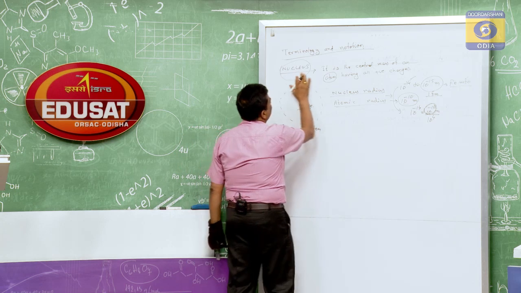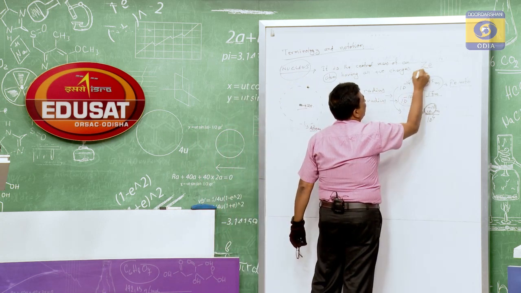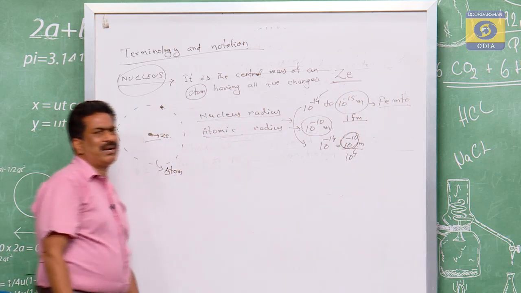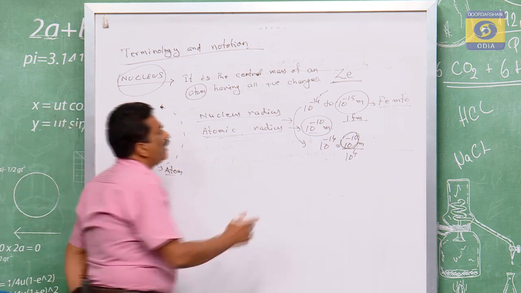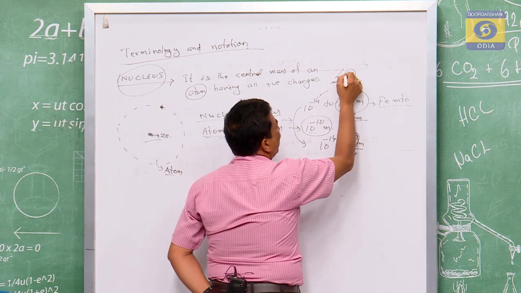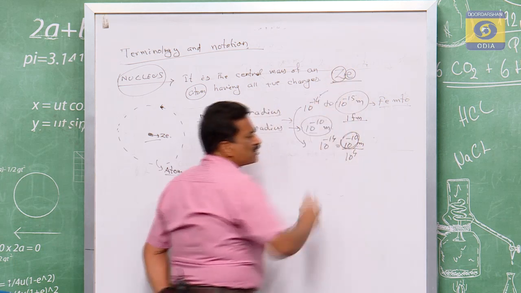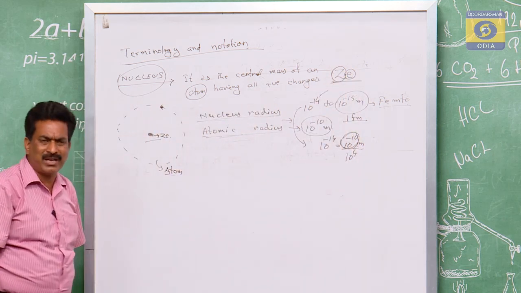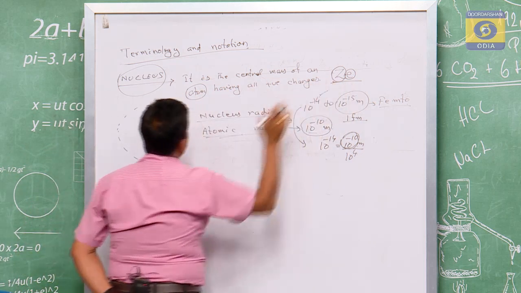So, the first one is the nucleus, which is written with the symbol Z E. If Z E is the notation, then that is the nucleus, where E is the charge of the electron and Z is the number of protons. The proton's charge and the electron's charge are the same in magnitude, and it will be written as the nucleus.